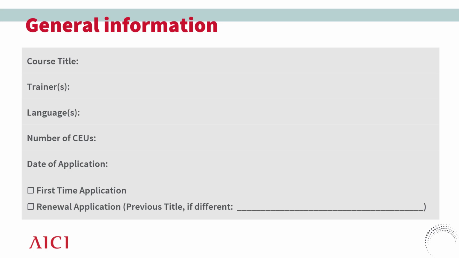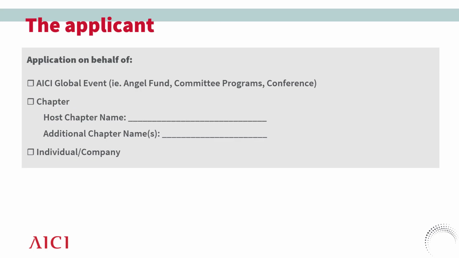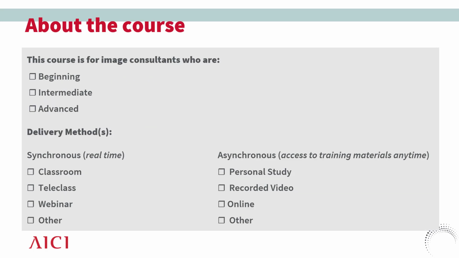Include general information such as course title, the trainers, languages that it's conducted in, the number of CEUs, the date of the application, and whether it's a first-time application or a renewal application. If it's a renewal, you will also need to give the previous title if it's different. Indicate if the application is on behalf of an AICI global event, a chapter, or an individual or company. Include information about the course. Is it for image consultants who are beginning, intermediate, or advanced?